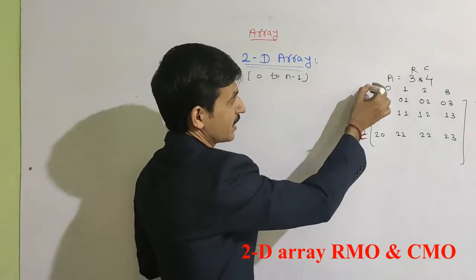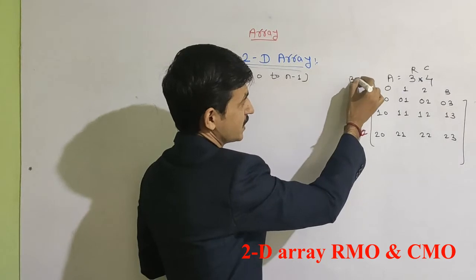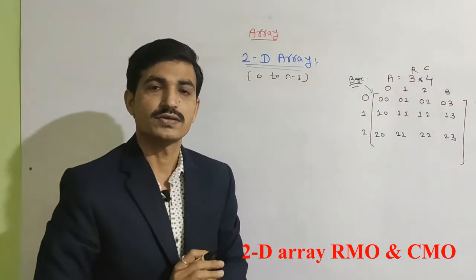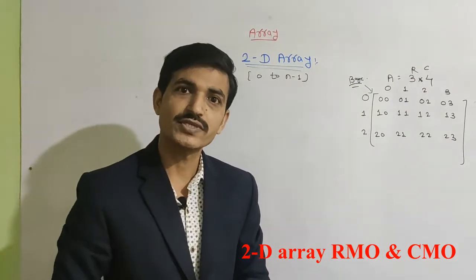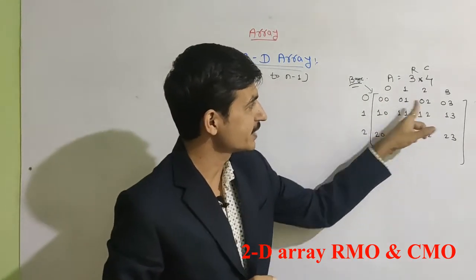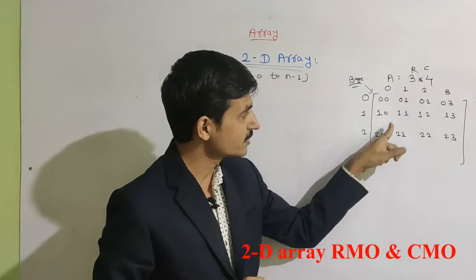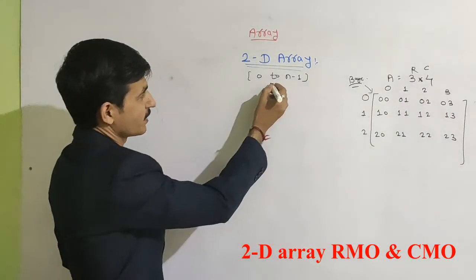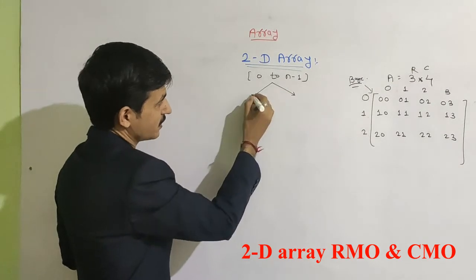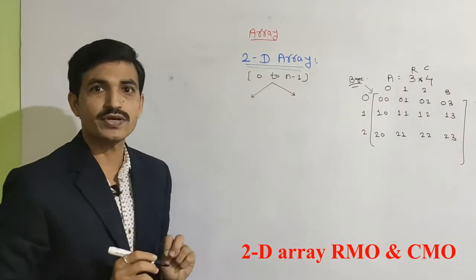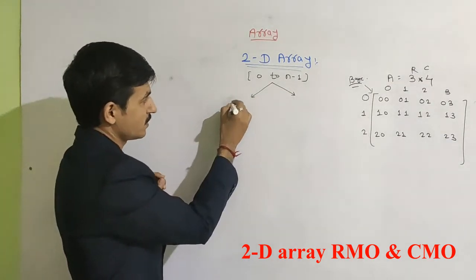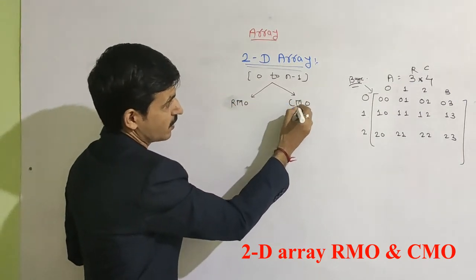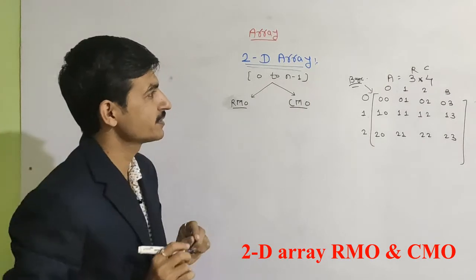Every array starts from some base address and we have to convert it into a sequence. That sequence we can write either in terms of rows or in terms of columns. So this two-dimensional array is converted into one-dimensional by using two different orders. One is row major order, the other is column major order. We will see them one by one.